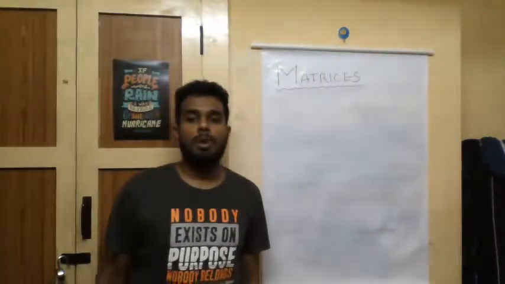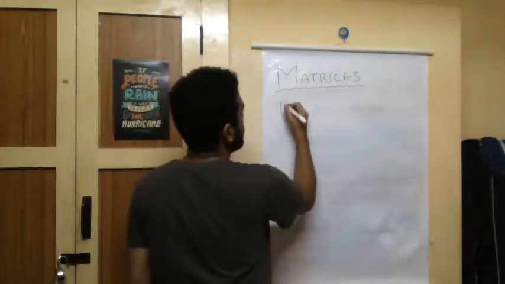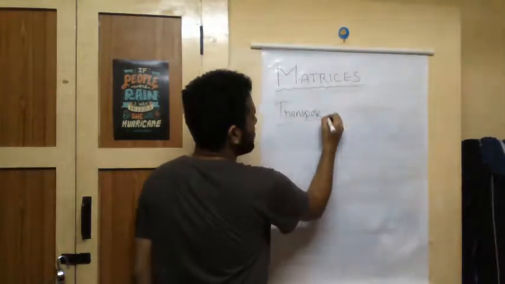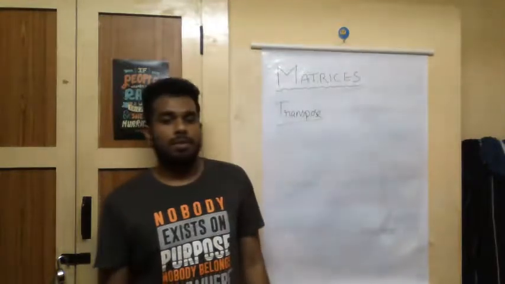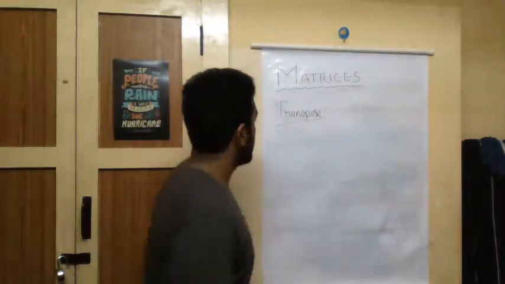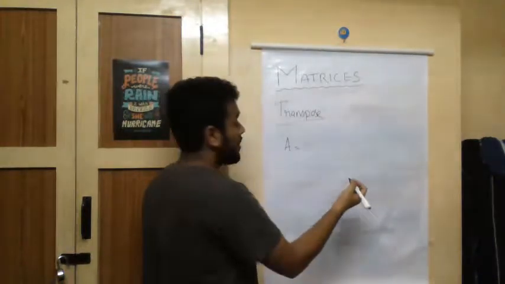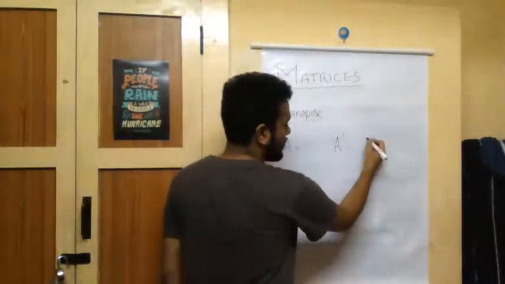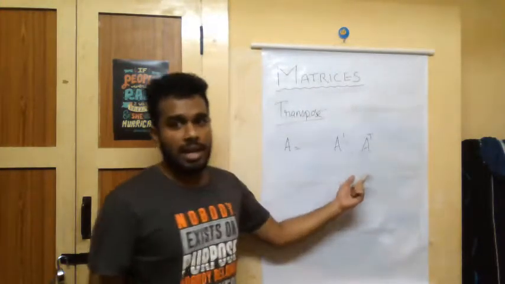Now let's talk about another important topic. It's the transpose of a matrix. Let A be a matrix, and the transpose of a matrix is represented by putting a dash on top or a T on top. So A transpose is either A dash or A power T.